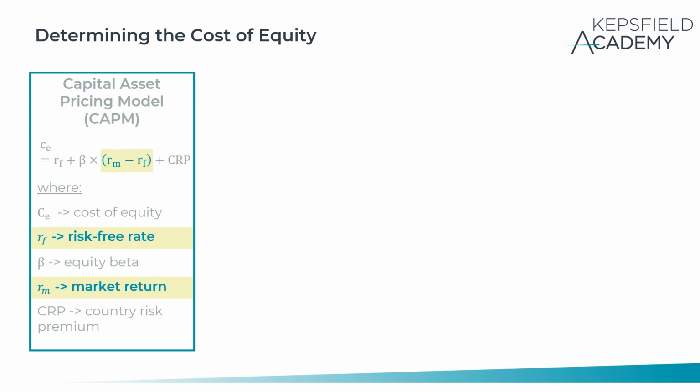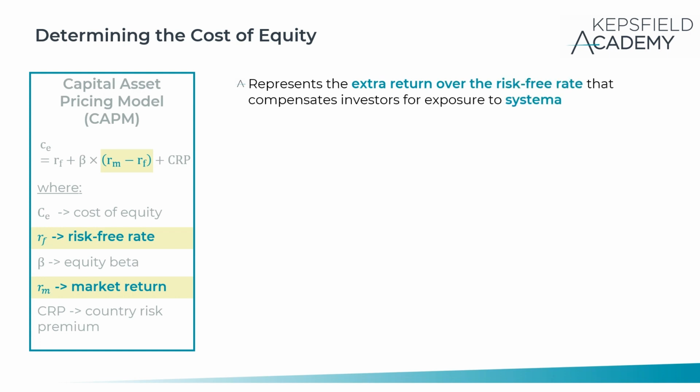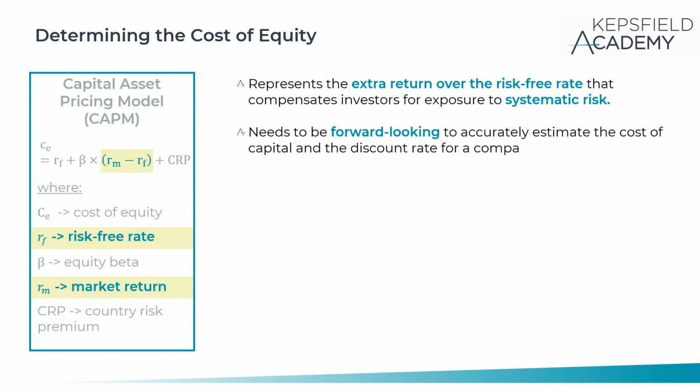cost of equity. The market risk premium represents the extra return over the risk-free rate that compensates investors for exposure to non-diversifiable risk. It's the difference between the expected market return rate and the risk-free rate. The MRP needs to be forward-looking to accurately estimate the cost of capital and the discount rate for a company's expected cash flows. When determining the MRP, keep in mind the following consistencies.